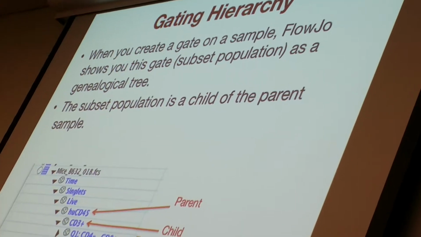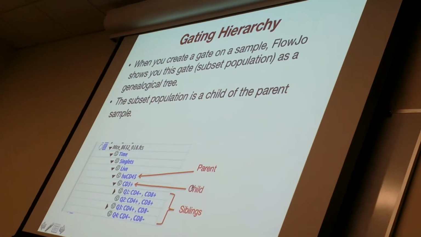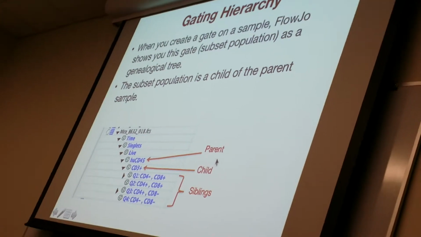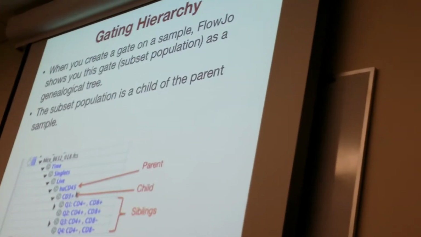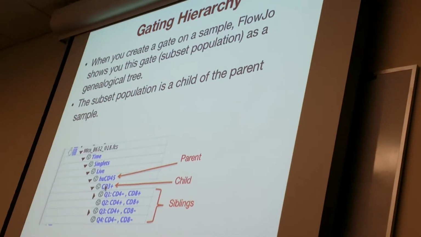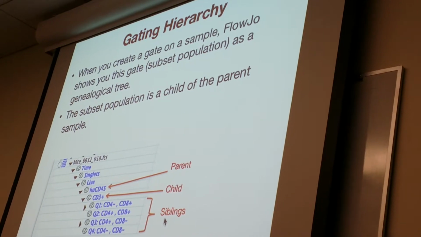Once you create a series of gates, you end up with a gating hierarchy or a gating tree. The relationship, as we refer to in the statistical nodes, is that the child population, the gate down below, is a child population of the parent above, and if you have multiple gates at the same node or same gating level, those are considered siblings.